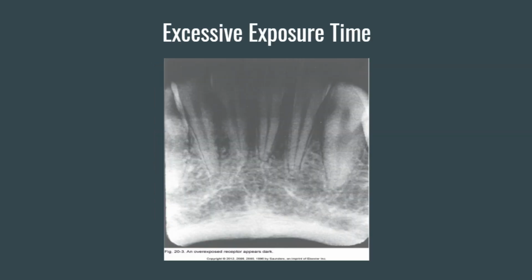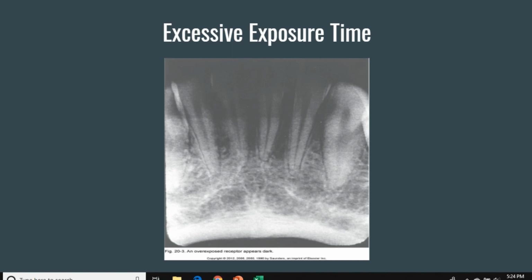Then we have a film with excessive exposure time, or an overexposed film. So this film is going to appear darker, and this is from too much exposure time. Maybe your kilovoltage was too high or your mA was too high, or a combination of any one of these things. So to prevent this from happening, always check those settings before you expose the film. If needed, reduce your exposure time, kVp, or your mA.